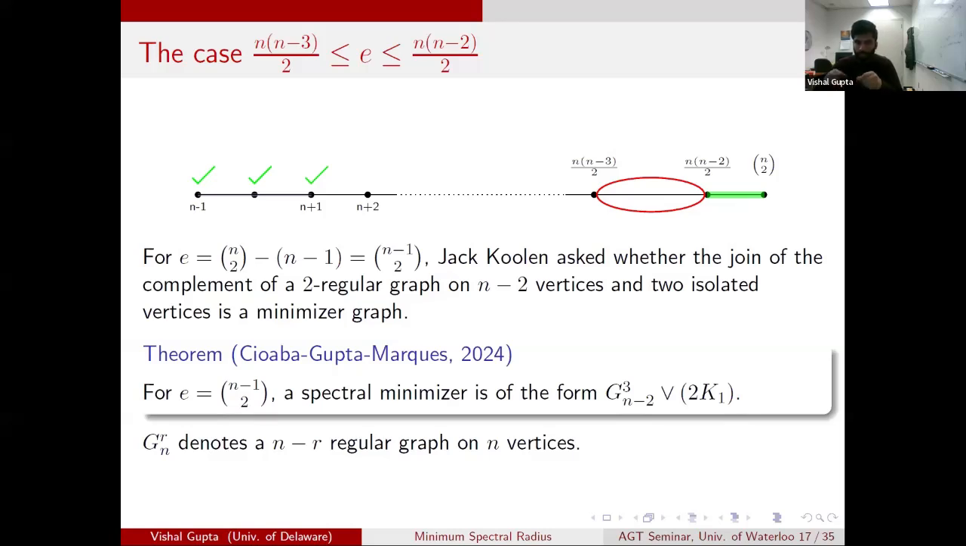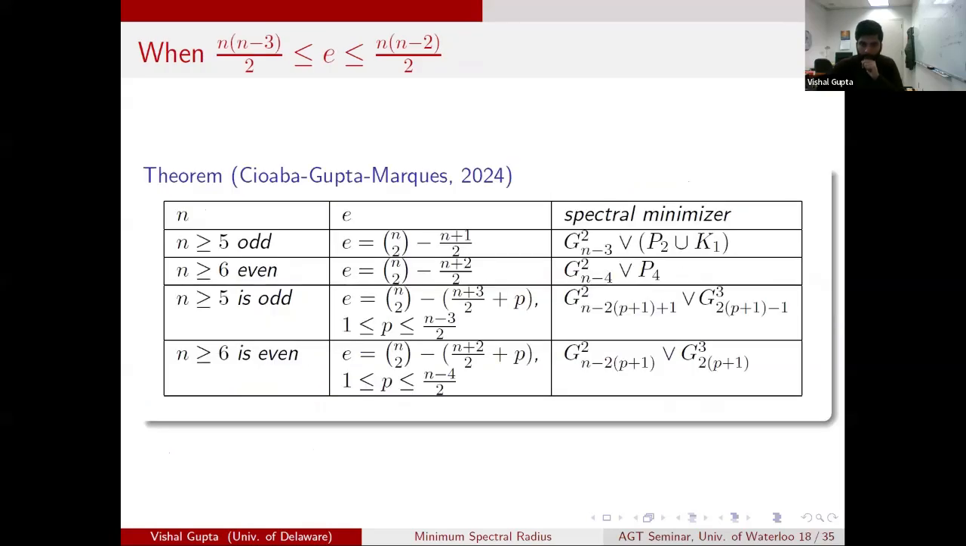In fact, for this case, any spectrum minimizer has the following form. Here I'm using a new notation G_{n,r}, where G_{n,r} denotes an n minus r regular graph on n vertices. So if we take an n minus 5 regular graph on n minus 2 vertices, joined with 2 isolated vertices, that's the minimizer for this case. And for the remaining cases of E in this range, depending on whether n is odd or even, a spectrum minimizer is of the following form. Basically, the idea was we partition the graph into small parts where each part is almost regular and take their join, keeping in mind that the number of edges after taking the join is the number of edges we are working with.